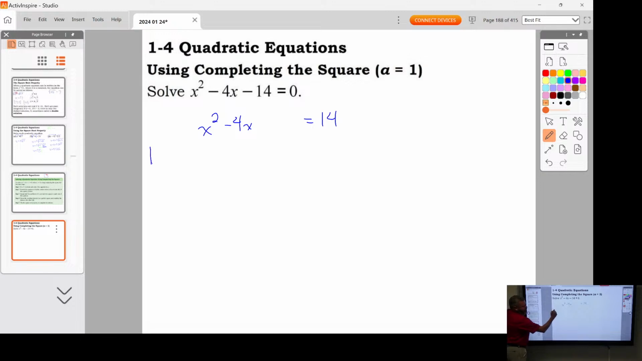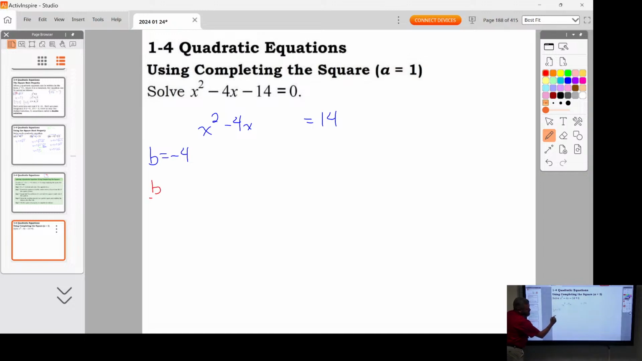What is b? Negative 4. Remember, quadratic is ax squared plus bx. x is not part of b. x is attached to b. Okay?